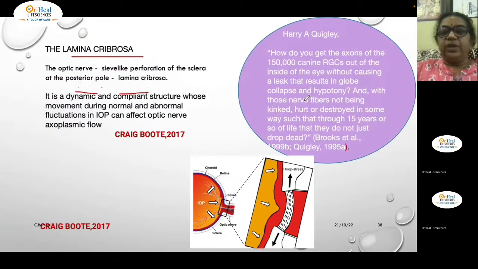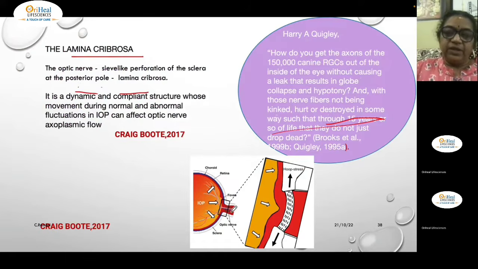That is why one of the famous glaucomatologists said that, see, many axons are actually passing through this area, but it is not causing any leak at that site, in the lamina cribrosa site, throughout the 15 years of the dog's life. So that is actually a wonder, because the lamina cribrosa is a dynamic and compliant structure. That is why you don't find any degenerative changes, I should put it that way, because that happens with age.